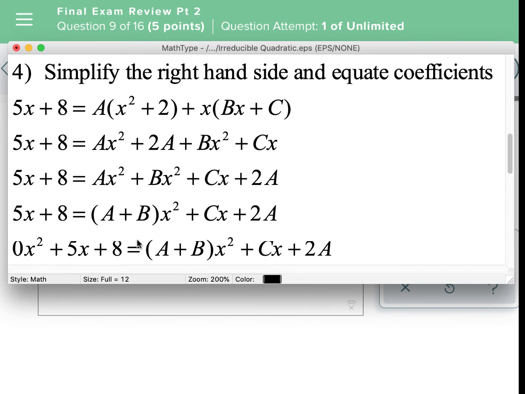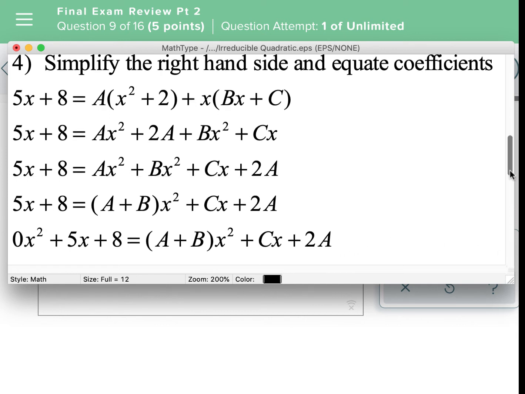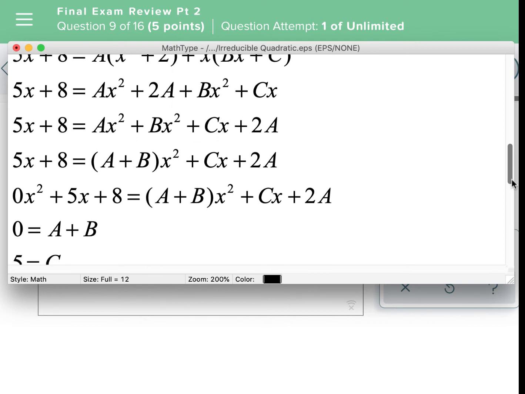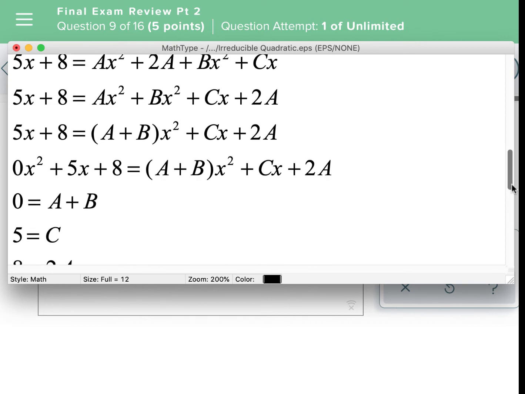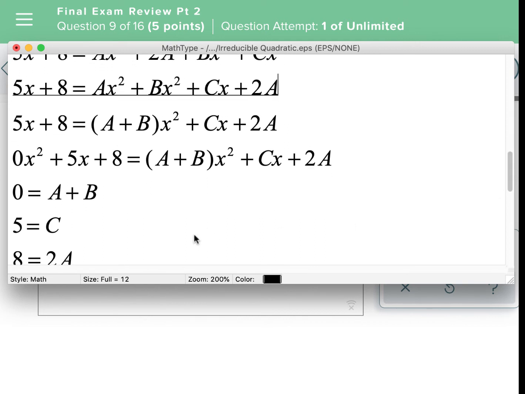So 0 must equal the coefficient of x squared on the right, which is a plus b. 5 must equal the coefficient of x on the right, which is c. And then 8 must equal the constant 2a. So we have a system of 3 equations and 3 unknowns. The first equation is 0 equal to a plus b. The second is 5 equal to c. And the third is 8 equal to 2a.